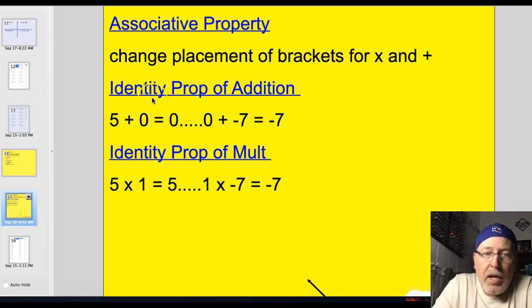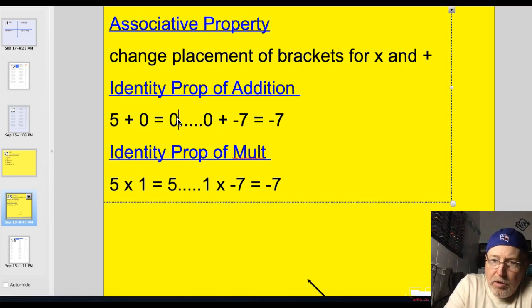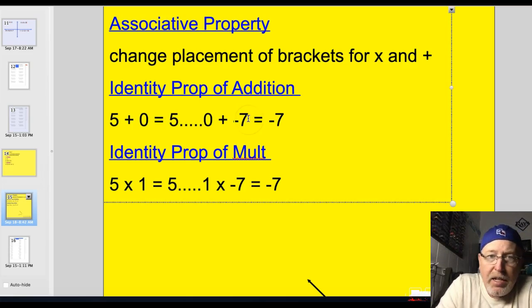The next one, the identity property of addition. Identity property of addition just says that if you add 0 to something, it doesn't change. Oops, sorry, it doesn't change its identity. Sorry, clear that off. This guy's wrong. I don't know what I was thinking here. 5 plus 0 is 5. The identity doesn't change. 0 plus a negative 7 is negative 7. The identity doesn't change when you add 0 to something.